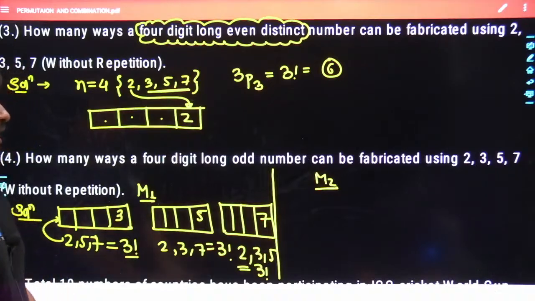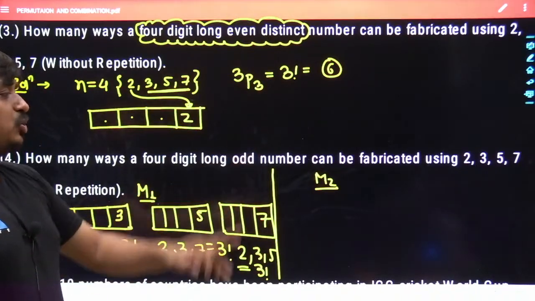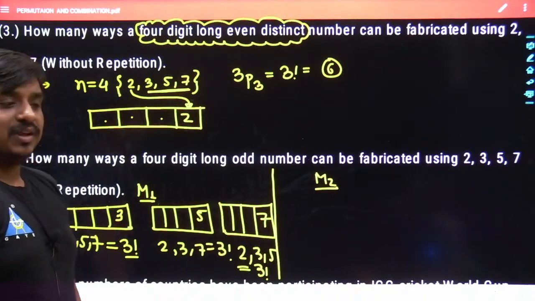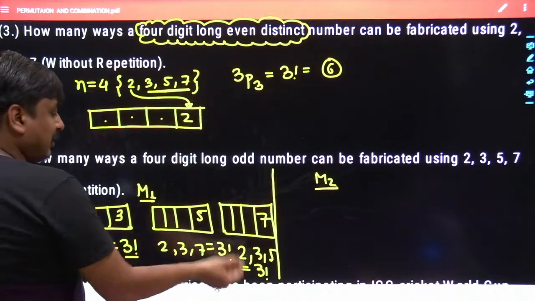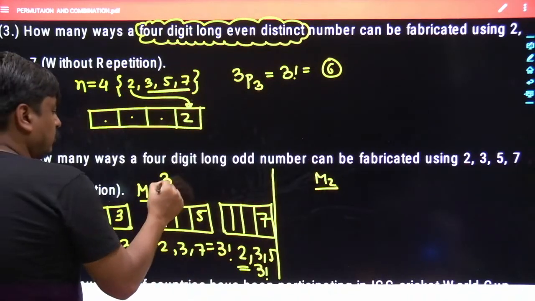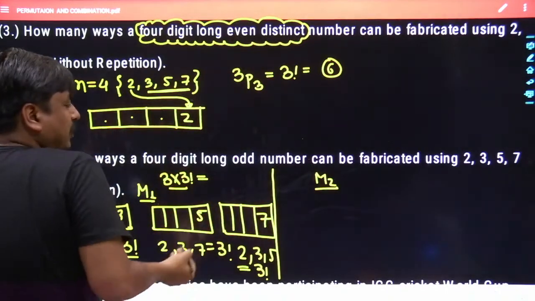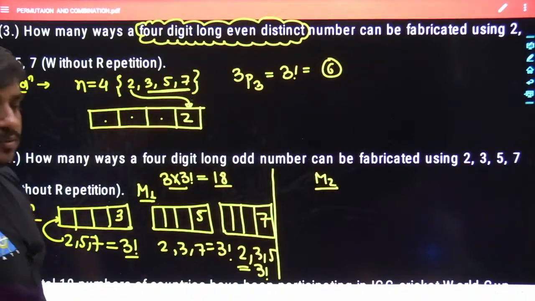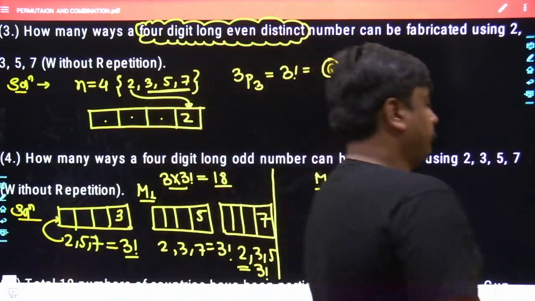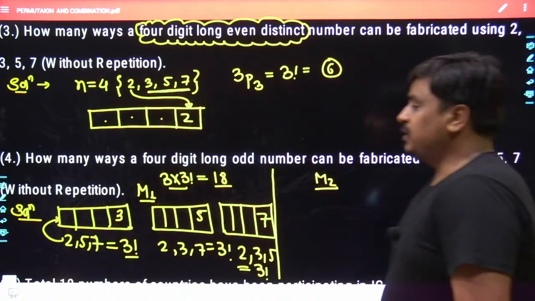And at the end of the day, you can't frame a number where the 2 exists at its units place, because the number would become an even number. So 3 factorial, 3 factorial and 3 factorial. The different ways the above requirement could have been fulfilled is simply going to be 3 into 3 factorial, that is 18. That could have been the first method.